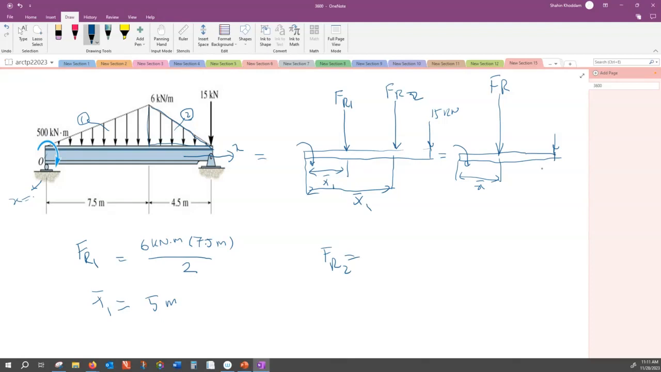And what about FR2? That is the area of the small triangle here. 6 multiplied by 4.5 divided by 2. And what about X bar 2? Please note that X bar 2 is measured from here, not from here. So 1/3 from this base. Can I measure from B? No. The coordinate system should be the same, because later on we want to merge them together. So the second centroid is 1/3 times 4.5 plus 7.5. Yes, 1.5 plus 7.5, that is 9, correct? 9 meter.